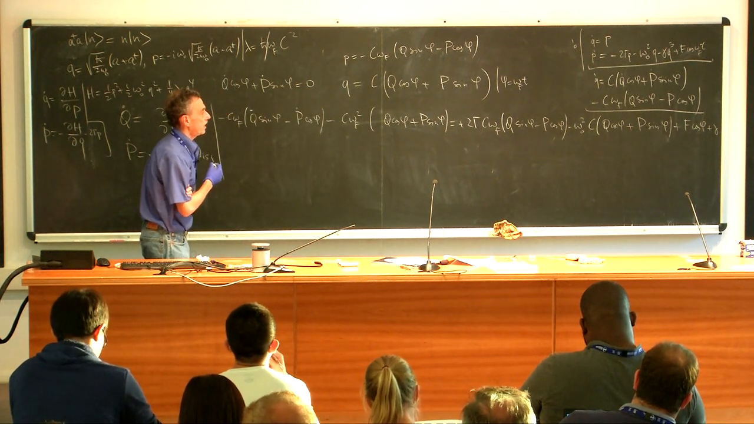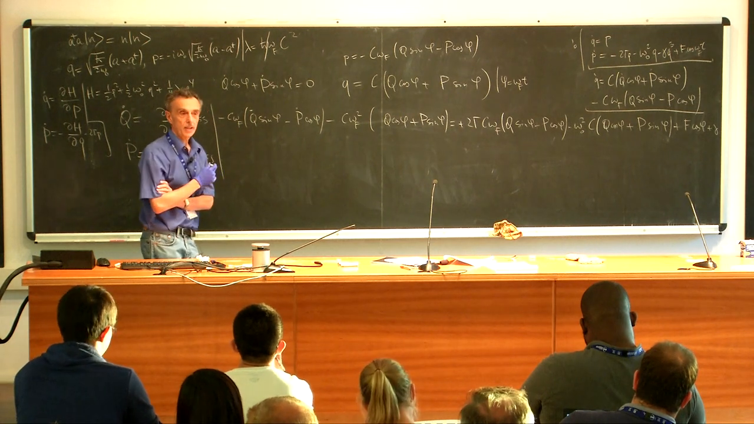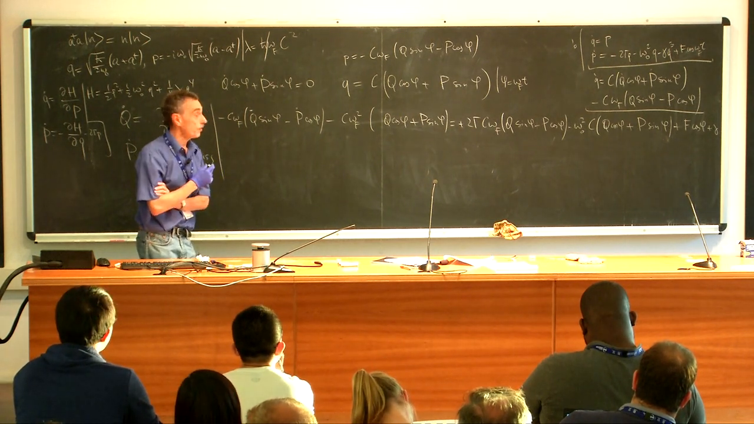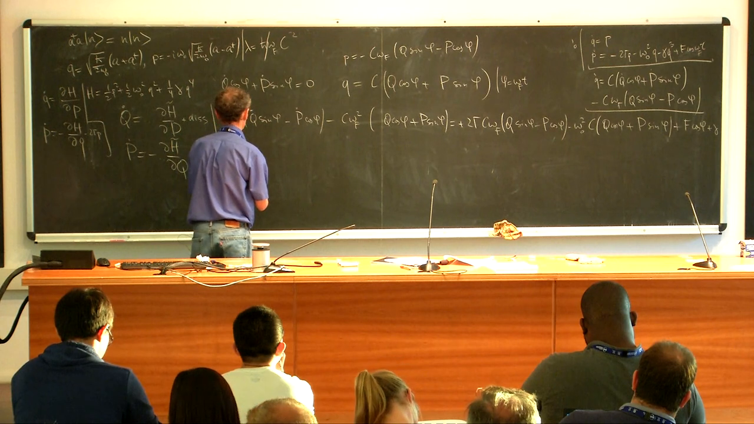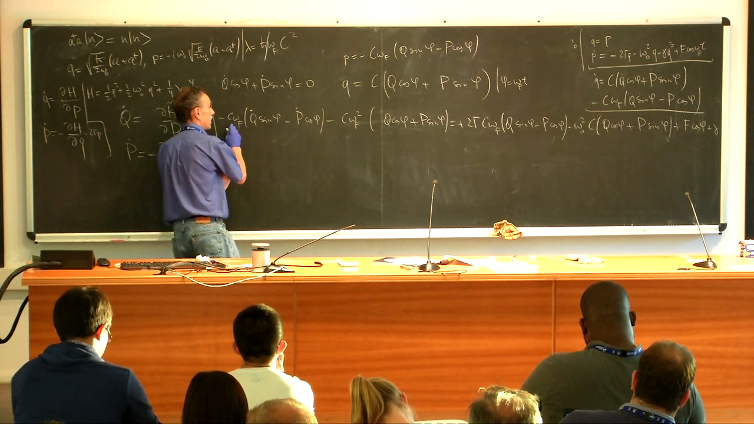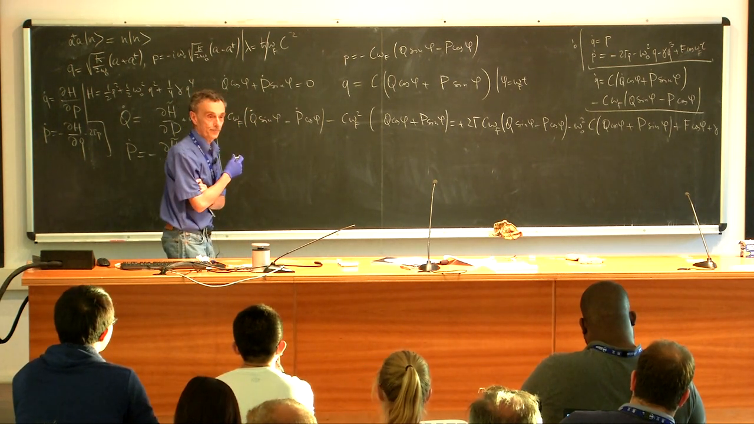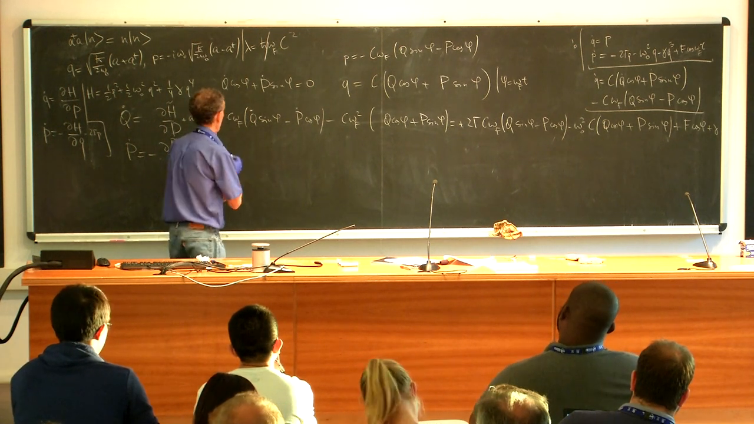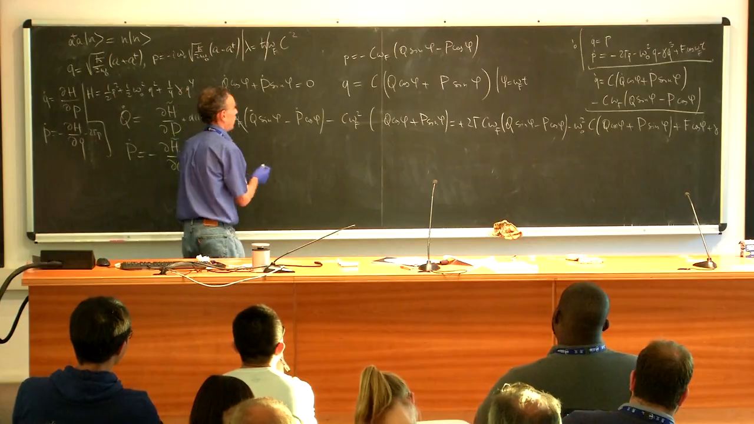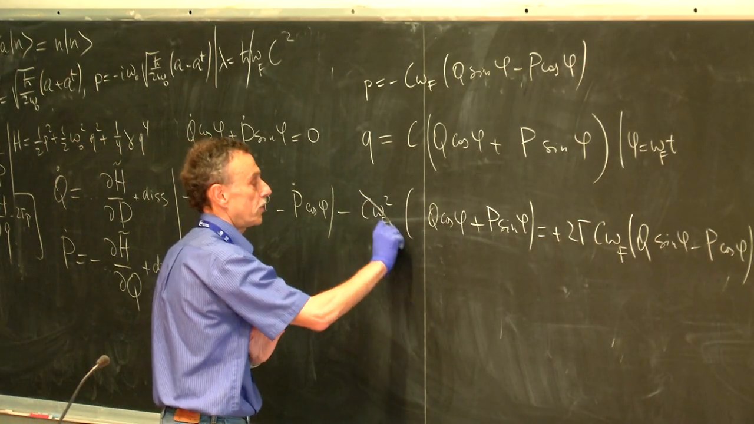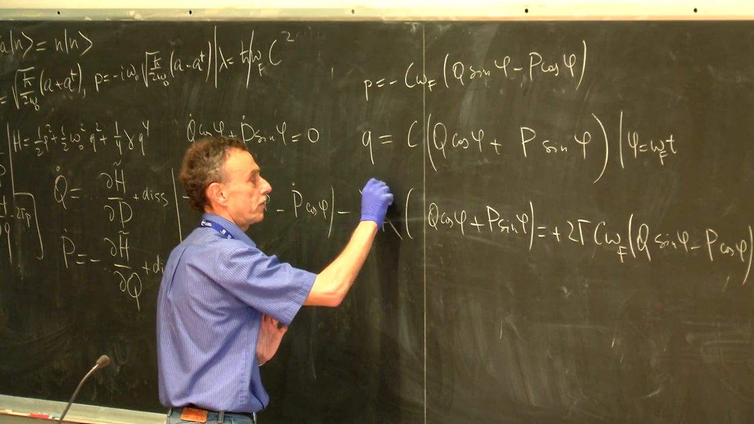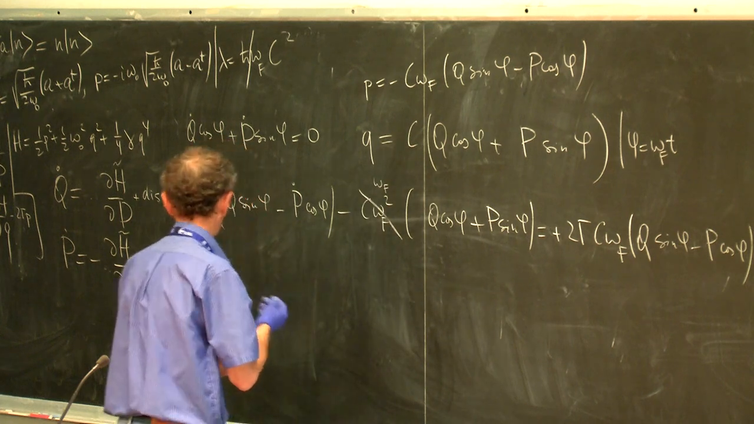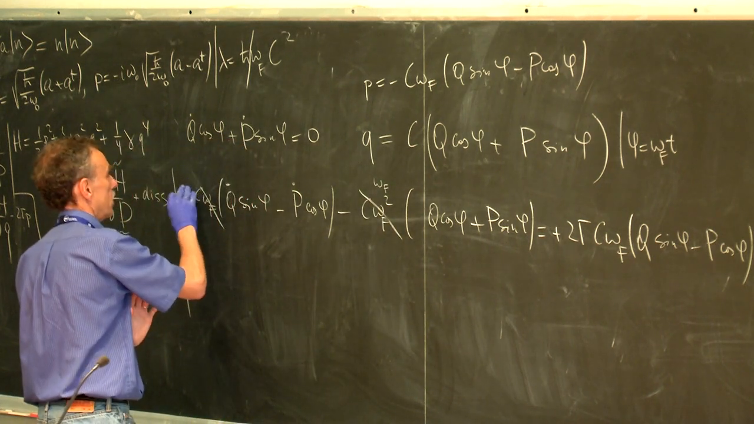Well, I can make life much easier looking at this expression if I notice that, first of all, I can divide by C omega F. So I divide by C omega F. I have omega F here. But I will not even do it.